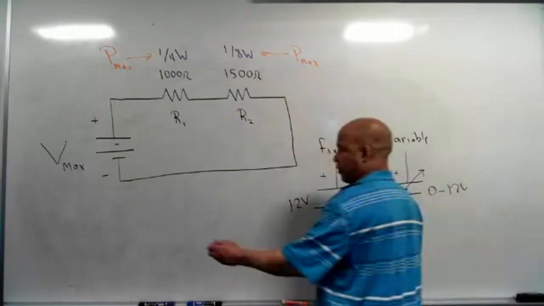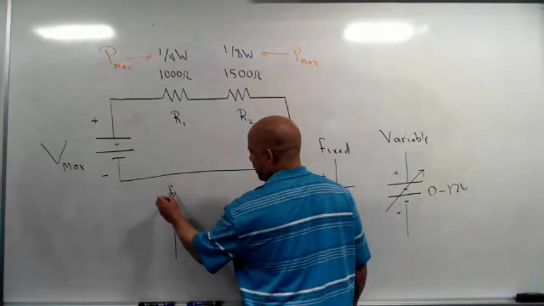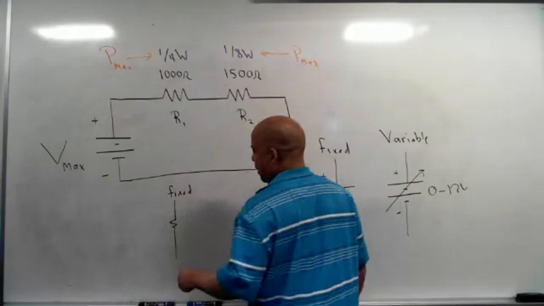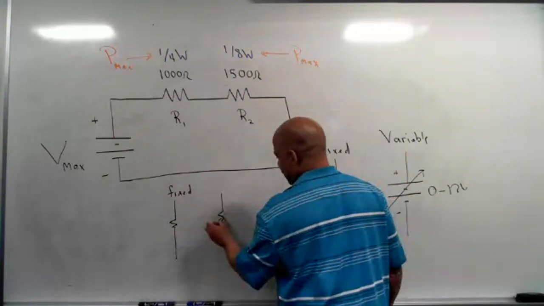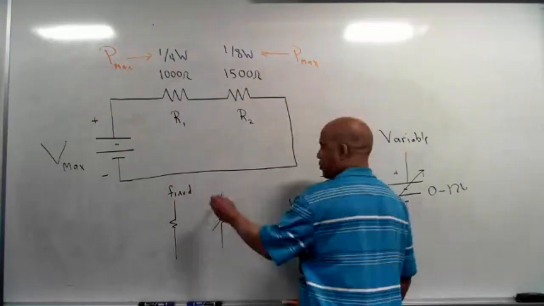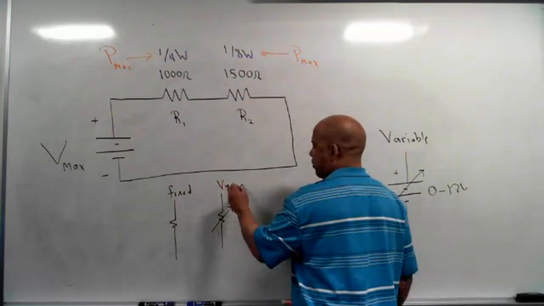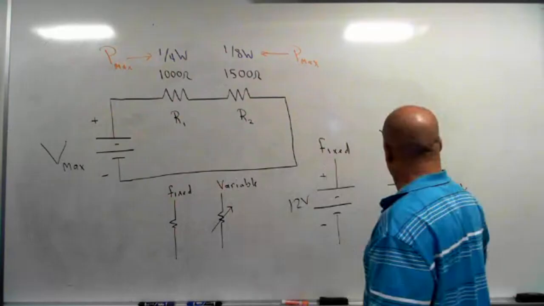I can do the same thing with resistors. I can show you a resistor like this. That's a fixed resistor. But when we have lab, I can show you a resistor like this, and that's a resistor whose value you can change. That's a variable resistor. So I want to use this symbol over here.